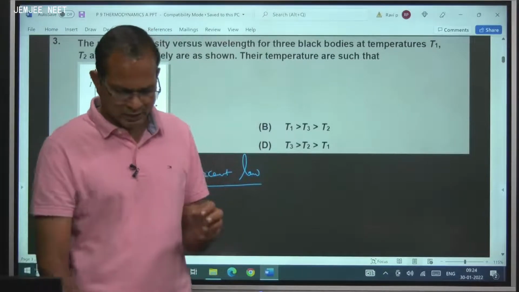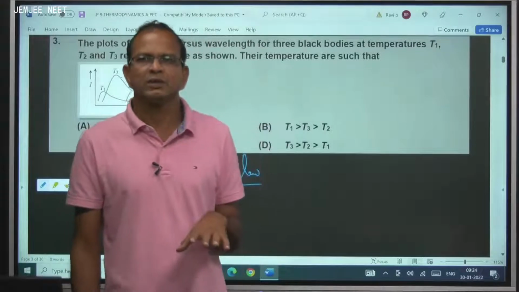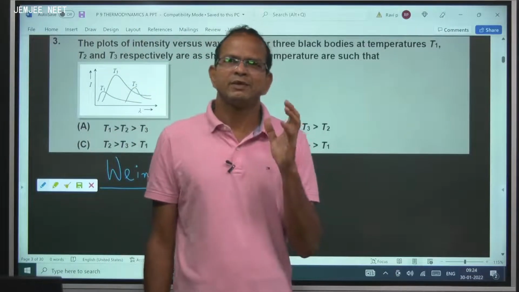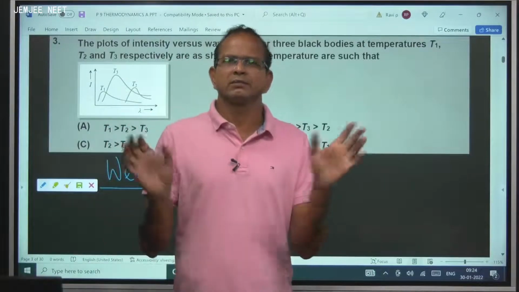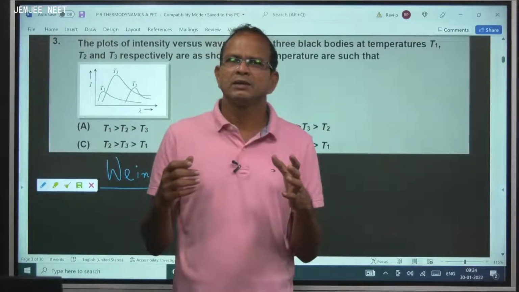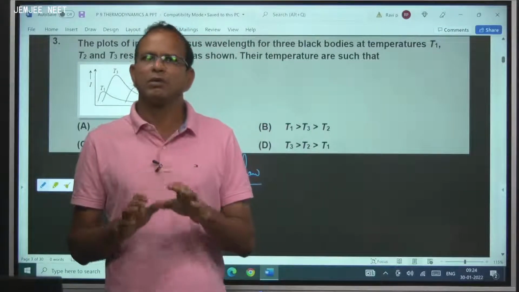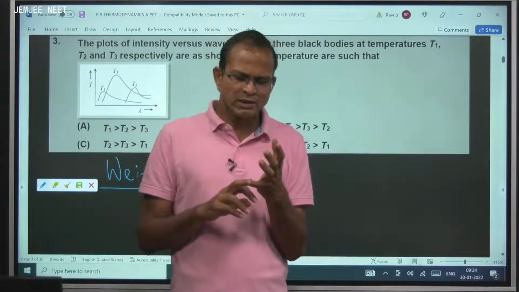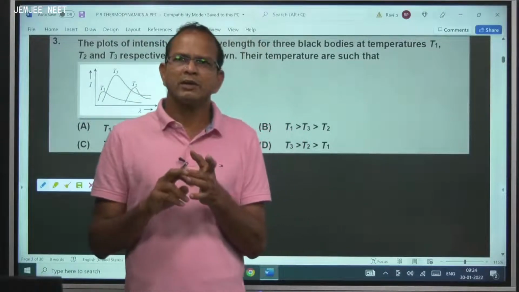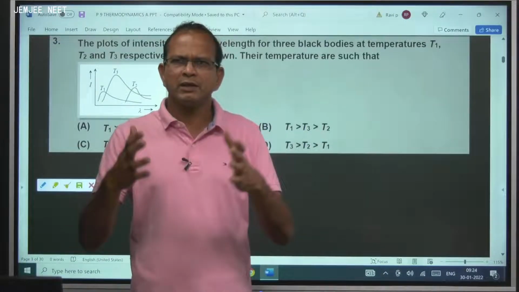I'll give a simple explanation. The Sun is the source of anything and everything in terms of radiation. The Sun emits infrared, ultraviolet, X-ray, gamma ray, radio waves, everything. But do you believe the Sun emits all the wavelengths equally, like visible light, ultraviolet, infrared, X-ray, gamma ray, all in equal proportion? Do you believe that?